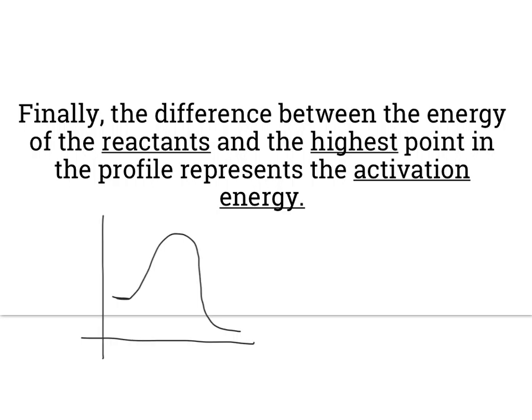Finally, the difference between the energy of the reactants and the highest point on the profile, which in this case is that, represents our activation energy. Remember, we already talked about that. So this basically says that until we gain this much energy, we can't start a reaction. So if I only gain this much, we're not going to have a reaction. If I only gain up to here, we won't have a reaction.